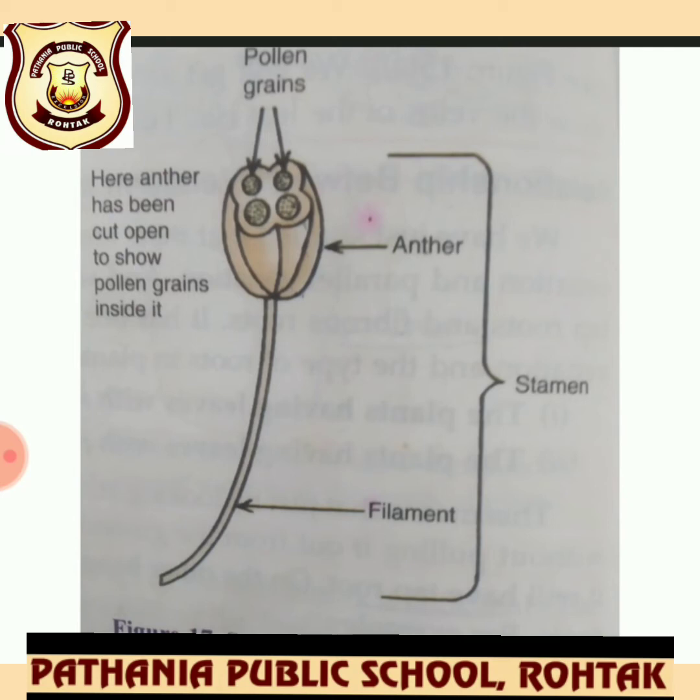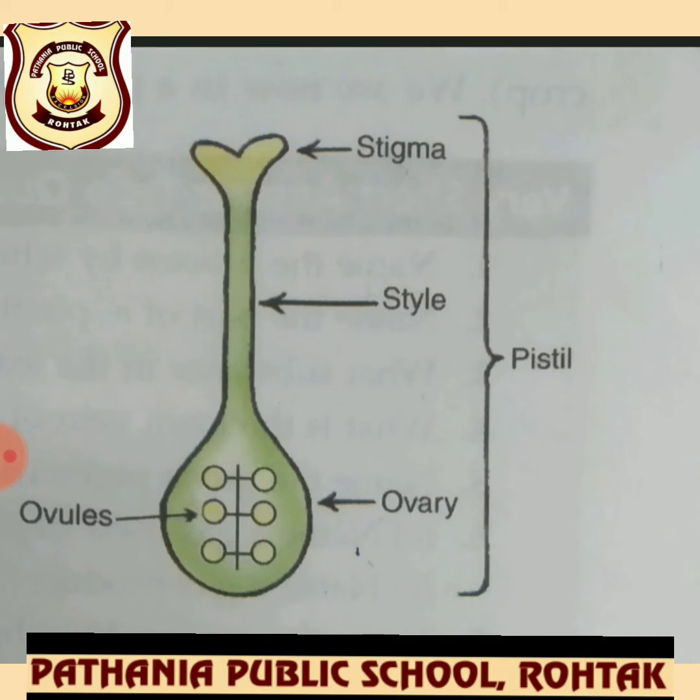The yellow powdery substance is called the pollen grains, and they have the male sex cells of a plant. There are many stamens in a flower and they form a ring around the female part of the flower called the pistil. Now I am going to show the picture of the pistil, the female part of the flower. This is the pistil. So this is stigma, style and ovary.